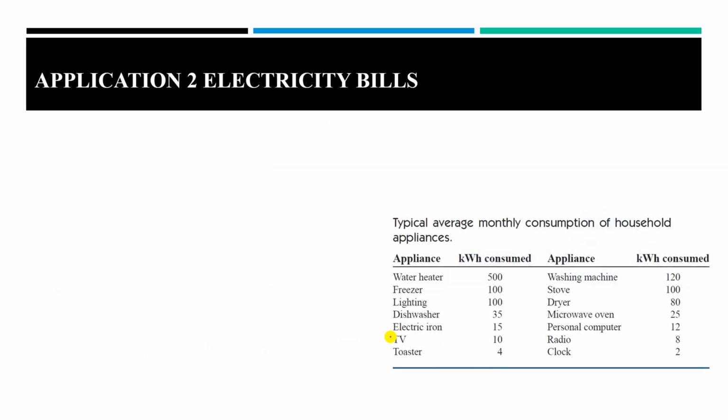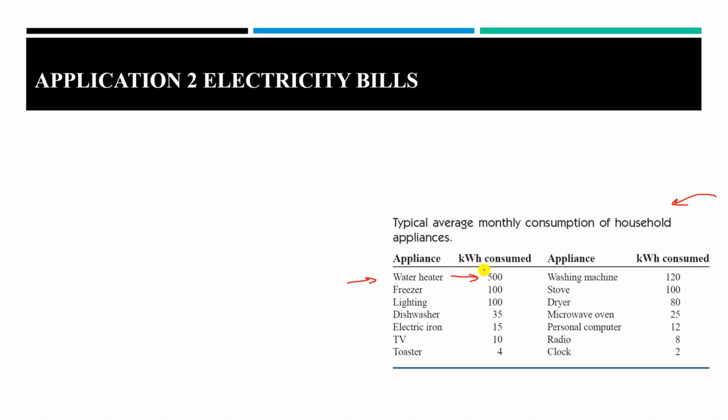Now another application is the electricity bills. For example, this is a sheet representing the Excel sheet of the monthly consumption of household appliances. As you can see, we have a water heater, a freezer, lighting, a dishwasher, an electric iron, and so on. Each one of these devices consumes a certain amount of energy in kilowatt hour, which we find in the electricity bill.